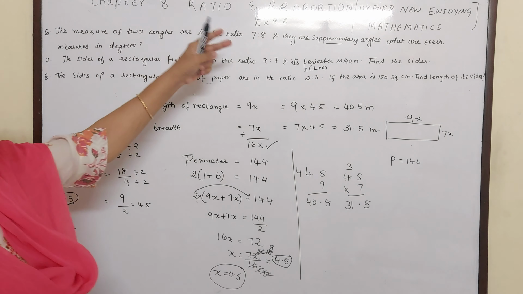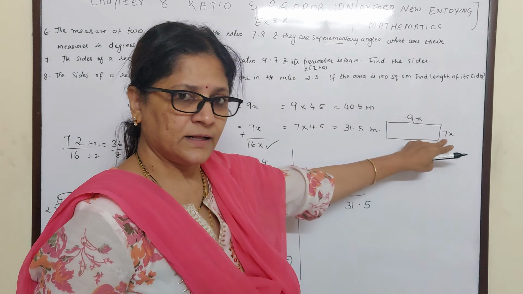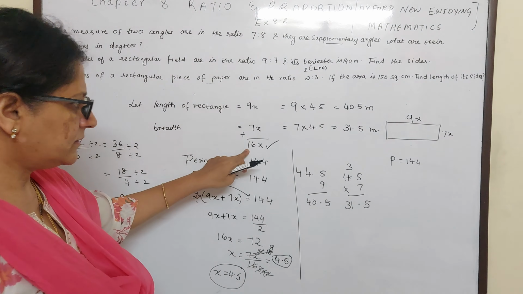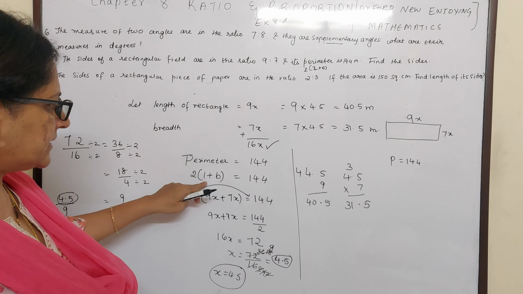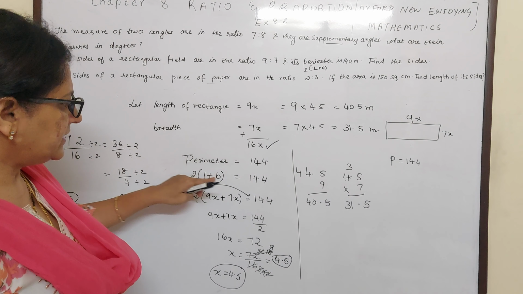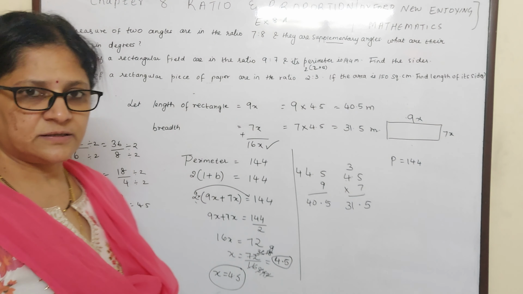Like the previous sum, what we did, we converted the ratio into x, then we found their total and equated this total with this. Perimeter of a rectangle is 2 into l plus b. So we solved this and found the value of x, and then we put the value of x here.